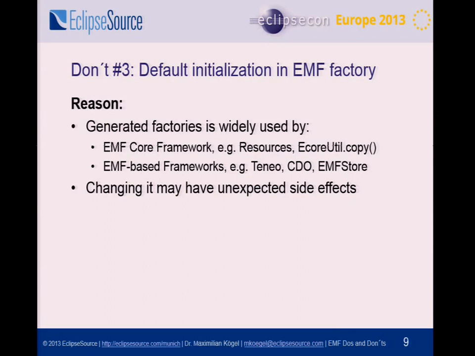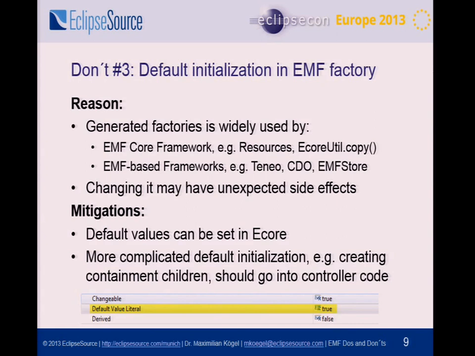The most simple way is default values for these simple attributes. You can just set them in your Ecore. So you go to your Ecore and you can change the default value literal, and for isProfessional, I just set it to true, and that's fine. Then it is in the generated code.